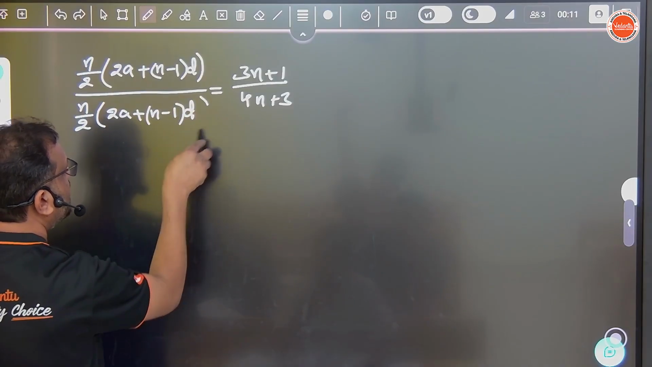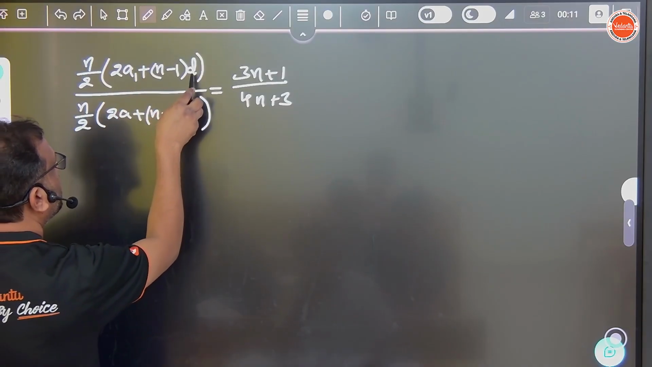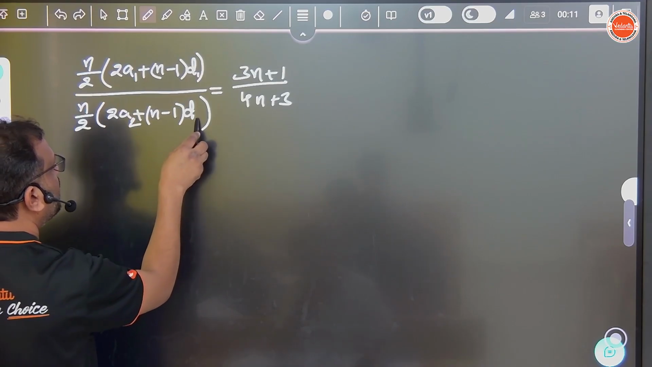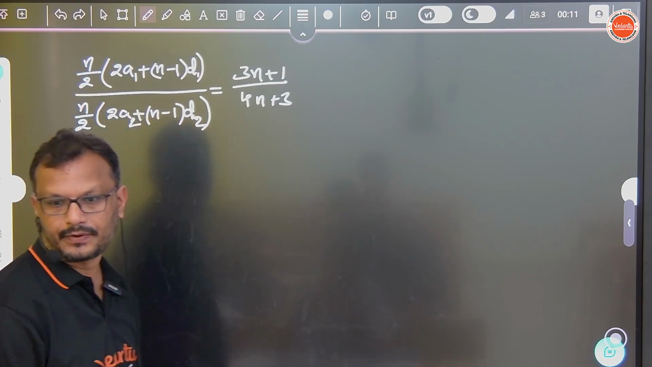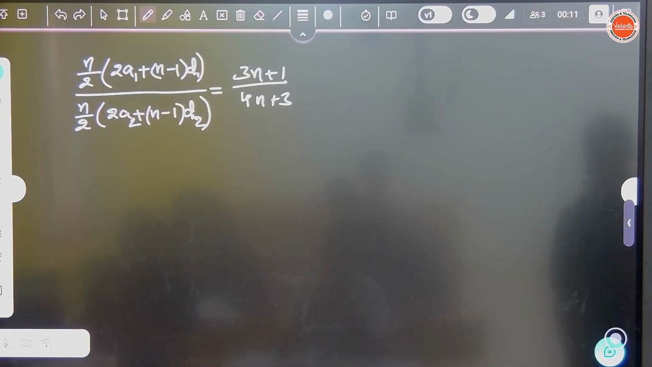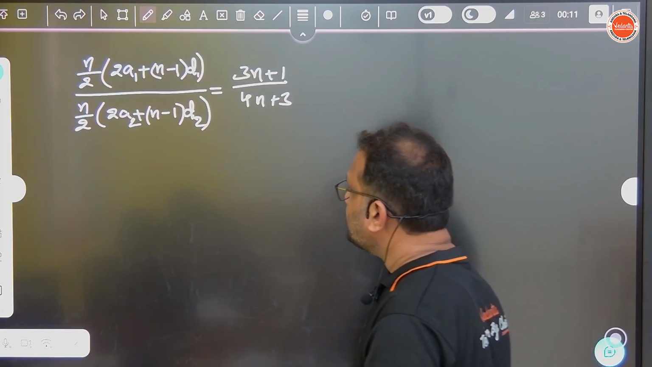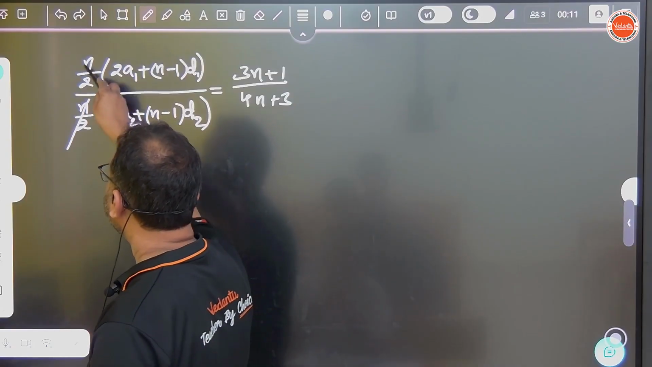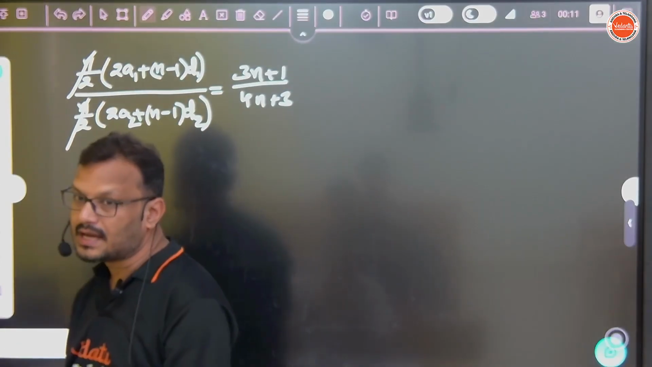But it's not the same AP, no? We will take a1, d1 and a2, d2. Different first terms and different common differences. So obviously these two get cancelled. What is being asked?